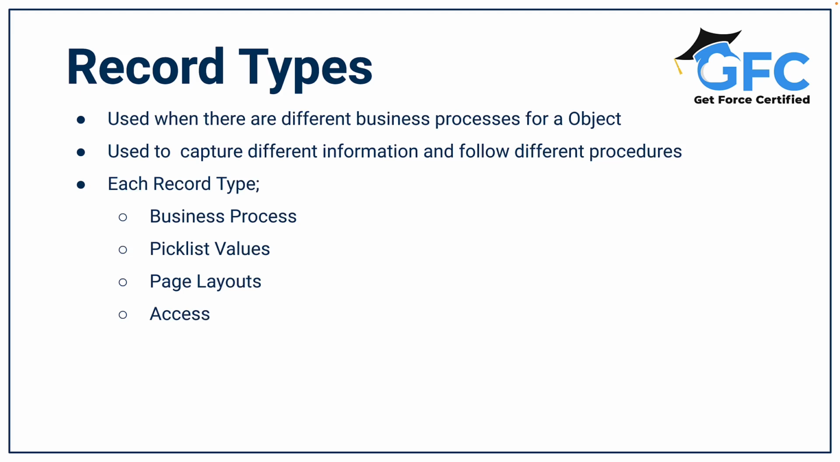Record types are used when there's different business processes for the same object. They're used to capture different information and follow different procedures. And each record type allows you to configure the business process, the pick list values available to the user, the page layout that should be used with that record type, and who should be able to access that record type or not.